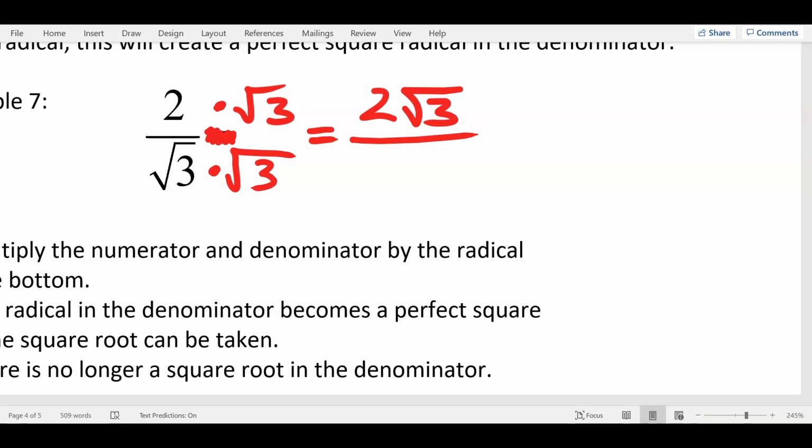Now on the bottom, we talked about this. Square root times itself removes the square root. What's left over? 3, okay? Now that's an uglier looking fraction, but at least we have a regular number on the bottom. We have rationalized the denominator. Square roots are irrational, but now we have a rational denominator. Okay, so that's pretty much it.